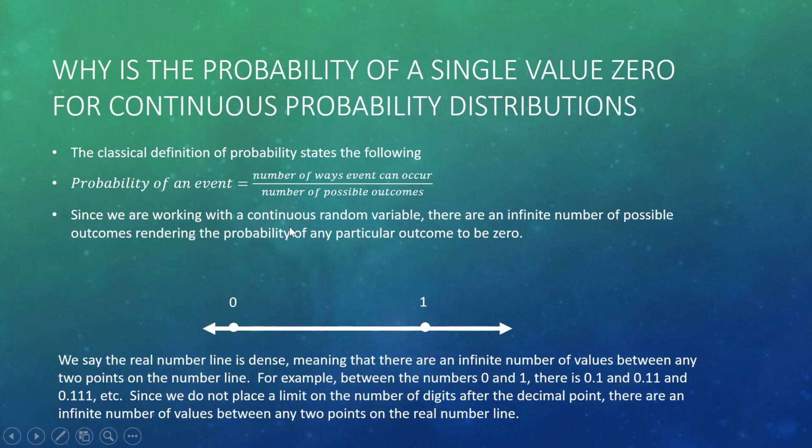We say that the real number line is dense, which means that there are an infinite number of values between any 2 points on the number line. For example, just looking at values between the numbers 0 and 1, we could have 0.1 or 0.11, 0.111, etc. Since we do not place a limit on the number of digits after the decimal point, there are an infinite number of values between any 2 points on the real number line.